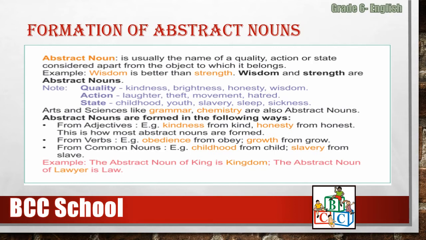Abstract nouns are formed in the following ways: from adjectives, for example, kindness from kind, honesty from honest. They are also formed from verbs. From the verb obey, the abstract noun is obedience. From the verb grow, the abstract noun is growth. From common nouns: childhood from child, slavery from slave.